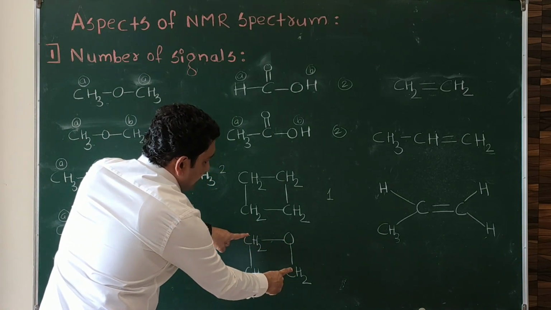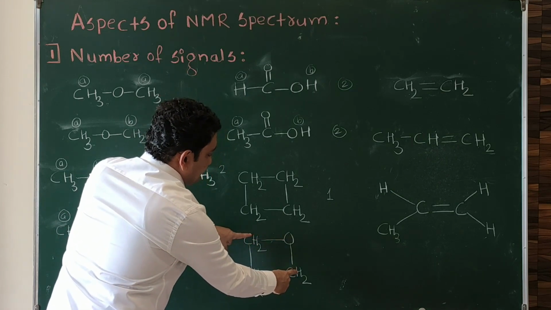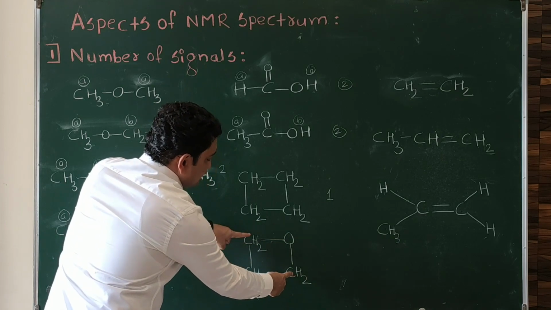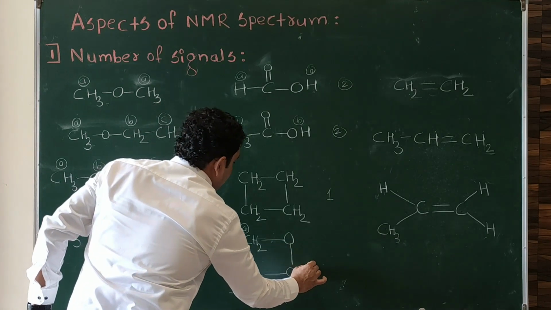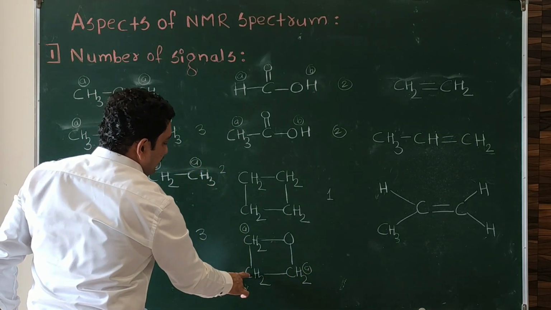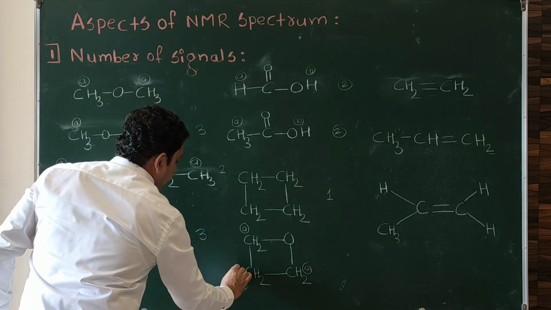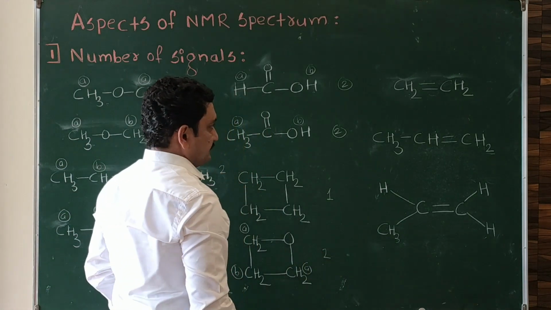Their environments may be identical. We will check their environment. Oxygen on one side, here also oxygen. CH2 on another side, here CH2. So they have the same chemical environment. Collectively they will give the same signal, A. This CH2 differs from this one because it is not directly attached to oxygen. It will give its separate signal, B. So the number of signals will be 2.